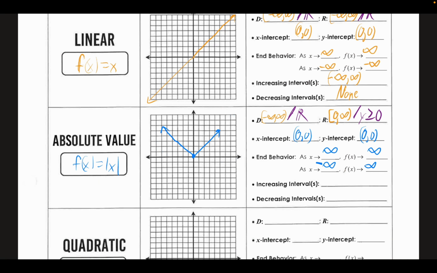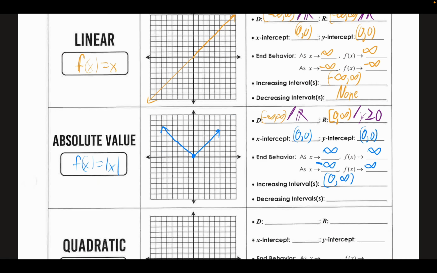The increasing interval: it's increasing from the origin, or the vertex, on forever to infinity. So it's (0, infinity), with 0 being a parenthesis though, because increasing and decreasing intervals are always parentheses because you can't increase or decrease at a specific point. And the decreasing interval is forever left to the origin there, which would be negative infinity to 0.